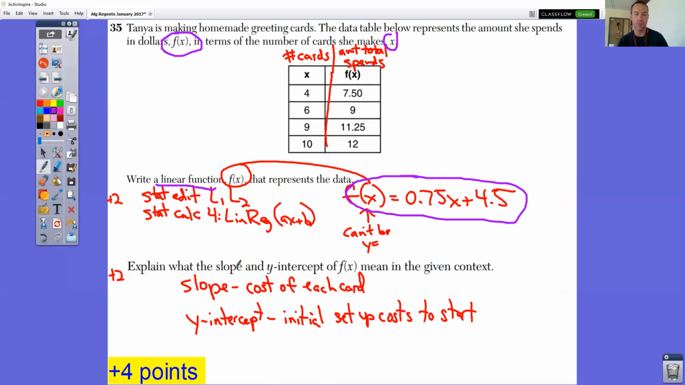Explain what the slope and the y-intercept mean given the context. So the slope is 75 cents. That's how much each card costs. And then the y-intercept, that's how much she started out with. Your y-intercept is always your initial value, the initial setup costs.